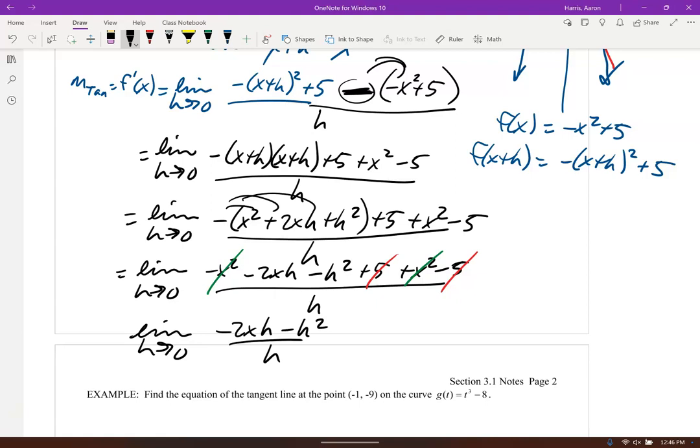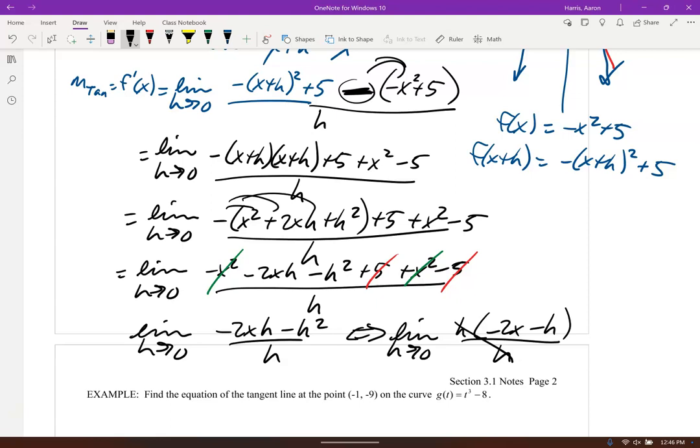Now I can't plug 0 in for h because I get a 0 on the bottom, right? So what I'm trying to do with this difference quotient is simplify this down and take an h out of each term so it'll cancel out with the bottom. So I take an h out, and I have negative 2x minus h, all over h. And see how those h's cancel?